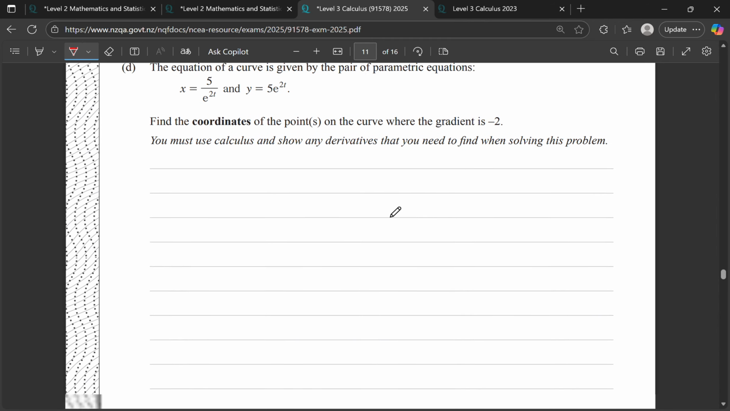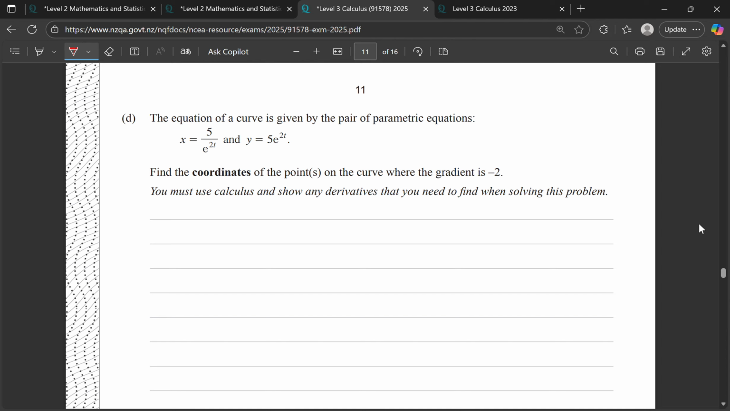Question D now. The equation of a curve is given by the pair of parametric equations x equals 5 over e to the power of 2t and y equals 5e to the power of 2t. Find the coordinates of the points on the curve where the gradient is -2. You must use calculus and show any derivatives that you need to find when solving this problem.